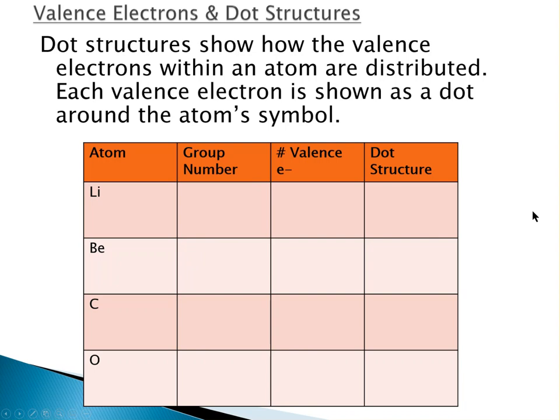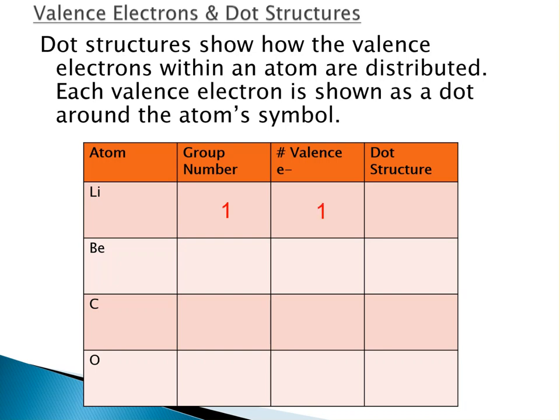All right, finally, I want to talk about dot structures. You may remember this slide appeared in Unit 1, but we saved it until now. So let's look at 4 different elements. Now, a dot structure, all it does is show how the valence electrons within an atom are distributed. Electrons in the valence shell are shown as dots around the symbol of the atom, which is why they're called a dot structure.